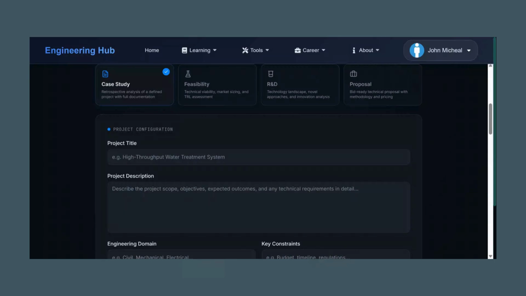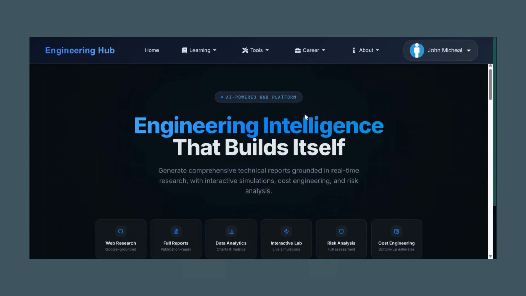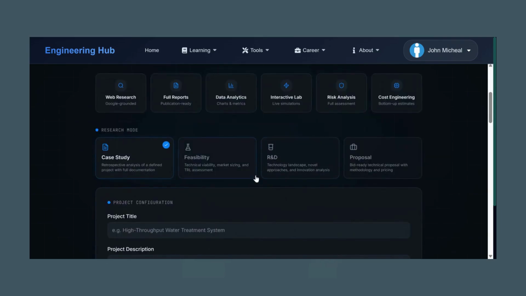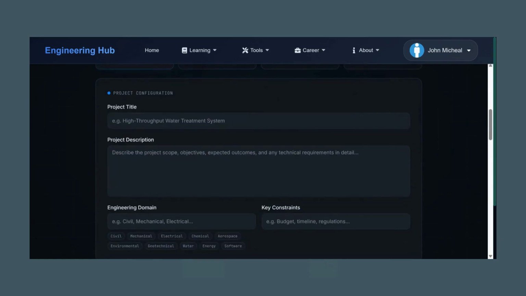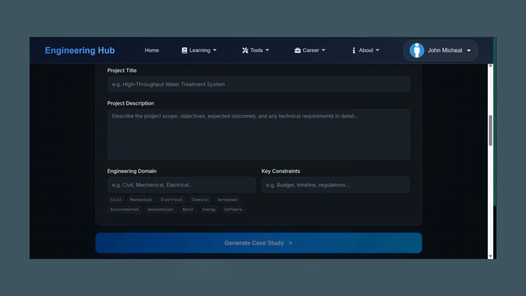Hello everyone. Back to Engineering Hub case studies. Now we transformed the case study to be an AI-powered research and development platform, basically. So instead of just doing a case study, it can do a feasibility study, an R&D, and a proposal. Now today we're going to stress test it.